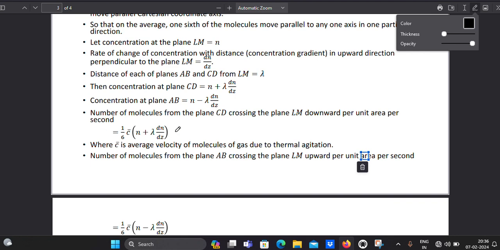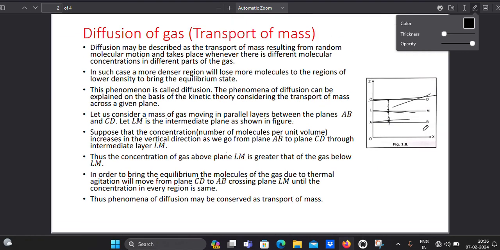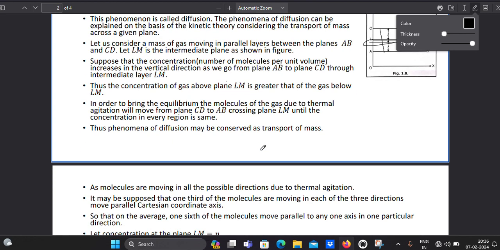Now, the number of molecules from the plane CD crossing the plane LM downward per unit area per second. Here see what it is: the number of molecules from plane CD. So that means they come downside, from top to bottom, crossing. And they have to cross the LM plane. If any molecule wants to travel in this direction, from high density region to low density region, it must cross this plane, the LM plane.